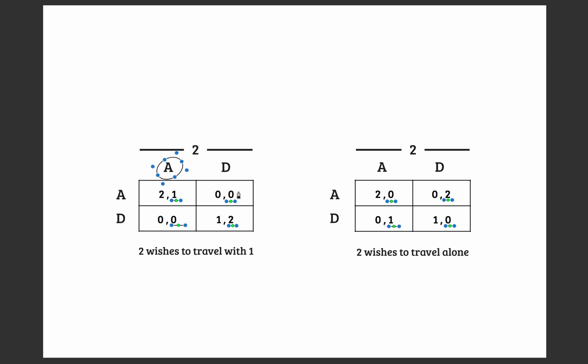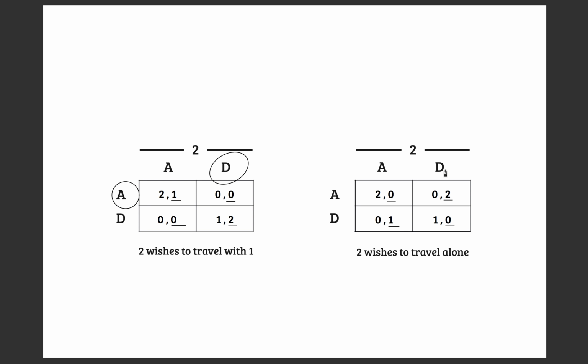What happens if now they go to Denmark? If both go to Denmark, Denmark and Denmark, then the payoff of player 2 will be 2. So here we can see that player 2 prefers to go to Denmark rather than to Australia. But player 2 always prefers to go together with player 1. What happens if they don't coincide in the destination? Let's say that player 2 goes to Denmark and player 1 goes to Australia. In this case the payoffs will be 0 for player 2, and in this case also.